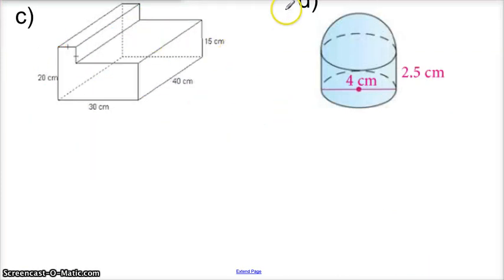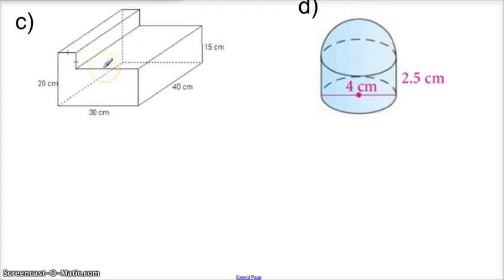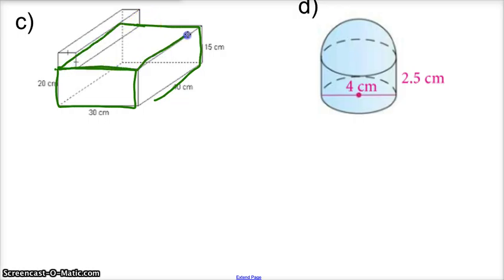Okay, 2 more examples. We have a composite figure here in letter C that's made up of 2 rectangular prisms. I have this big rectangular prism that's on the bottom, and I'm going all the way across and using the whole rectangular prism. So I have that great big one.